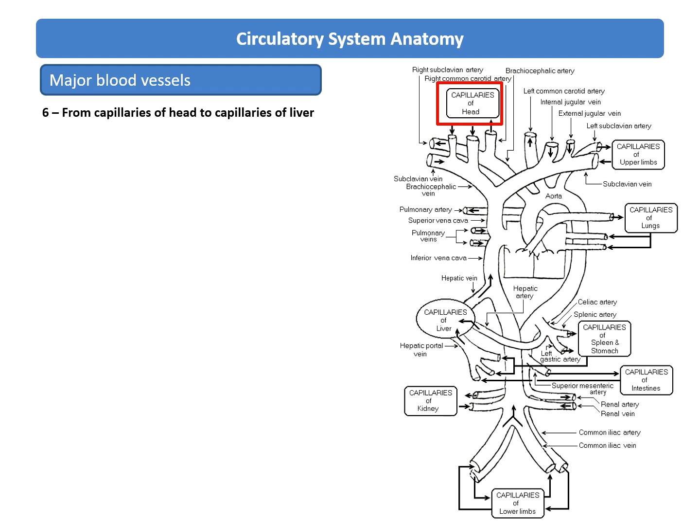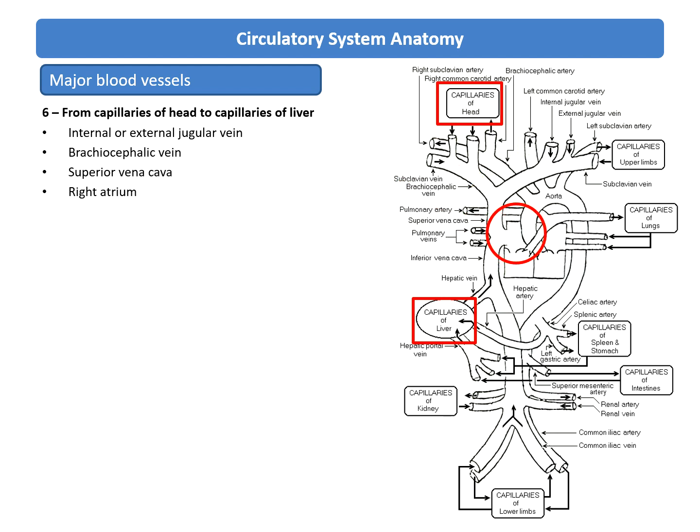Let's do one more. This one again is a bit complex. Let's go from the capillaries of the head to the capillaries of the liver. From the head, the blood would pass through the internal or the external jugular vein, then into the brachiocephalic vein, leading to the superior vena cava.